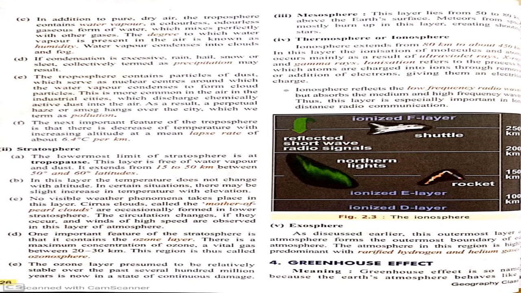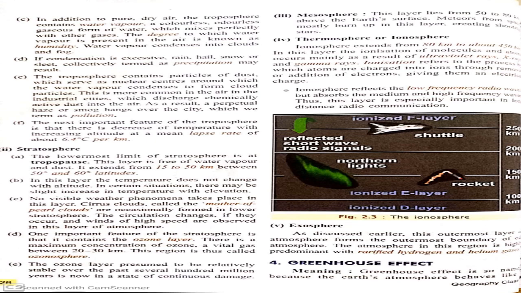Along with pure dry air, this troposphere also contains water vapor. Now, what is water vapor? It is a colorless, odorless, gaseous form of water. Okay, and this water vapor perfectly mixes with other gases. Now the degree to which water vapor is present in the air is known as humidity.